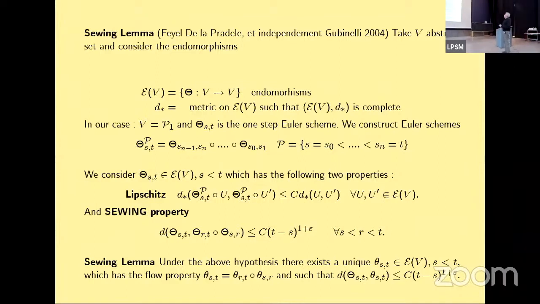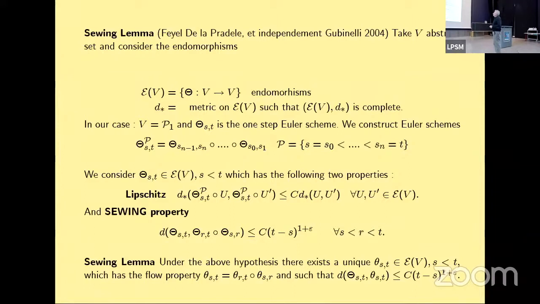They gave this lemma in the context of rough path theory, so we have made a variant which is an abstract variant. So I present here the sewing lemma. For the abstract variant of this sewing lemma, I take V to be just an abstract set. And then I consider A of V, the endomorphisms, the functions from V to V.